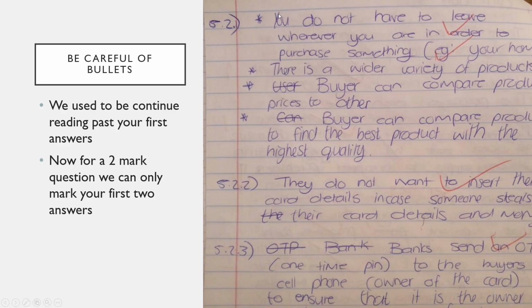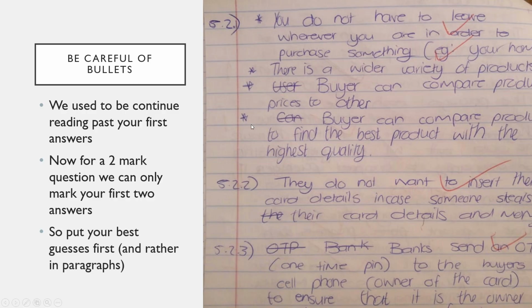So if you've got these 2 wrong, but the next 2 that you've listed are correct, we can't give you those marks. So this is why you want to put your best effort and guess into the first 2 and not in paragraphs. Don't give us paragraphs worth of information. Okay? Just be careful.